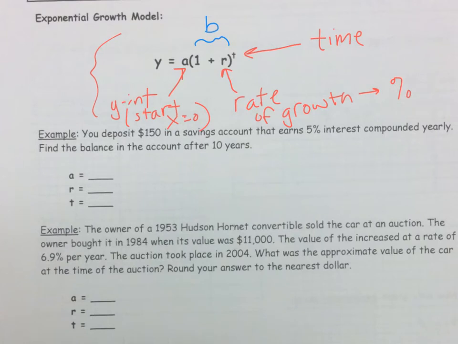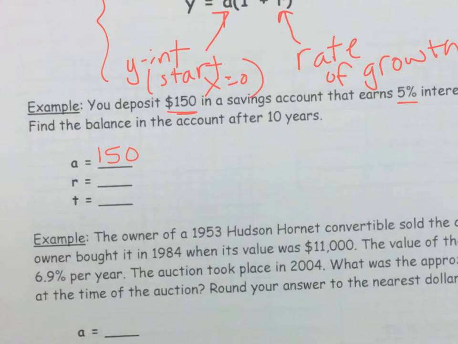You deposit $150 into a savings account that earns 5% interest, compounded yearly. Okay, find the balance in the account after 10 years. All right, so really important to recognize our start value is right there. That 150 is the start value. Okay, the account earns 5%. Okay, well, we have to get a number for that.